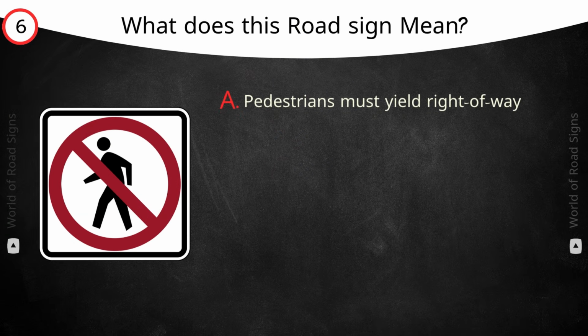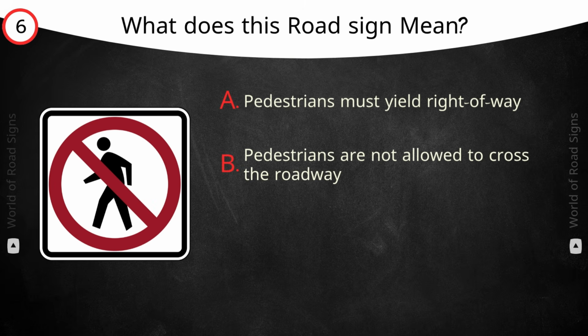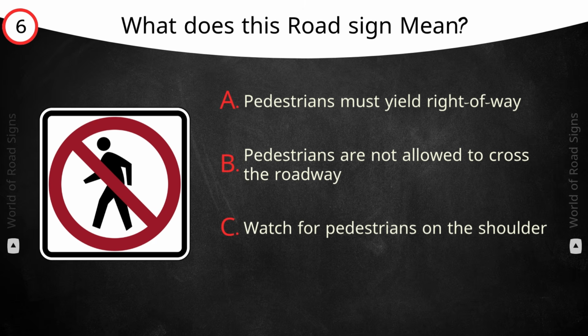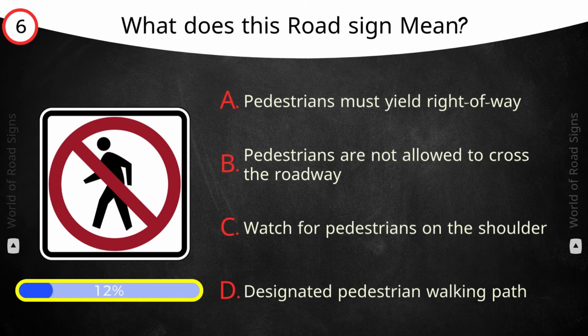Question 6. What does this road sign mean? A. Pedestrians must yield right-of-way. B. Pedestrians are not allowed to cross the roadway. C. Watch for pedestrians on the shoulder. D. Designated pedestrian walking path.